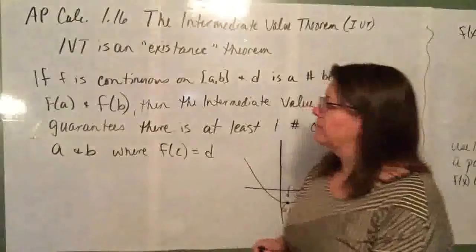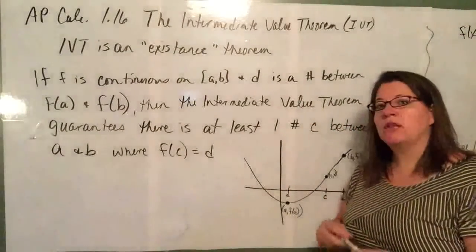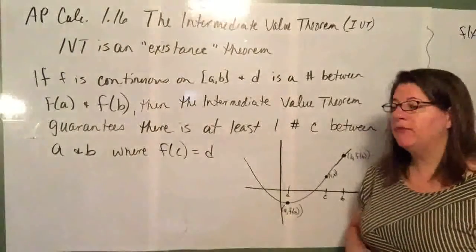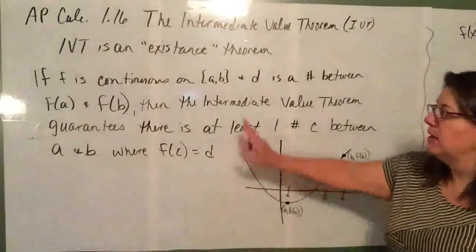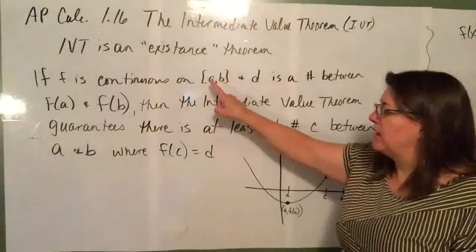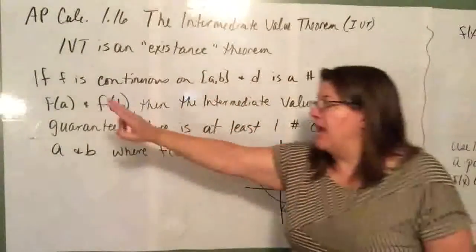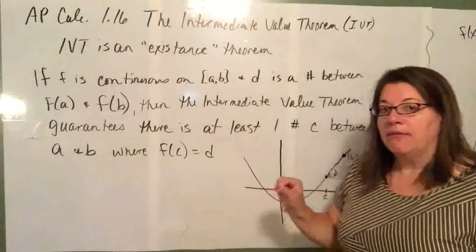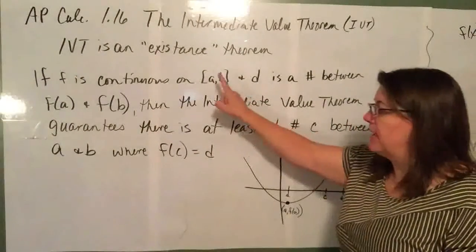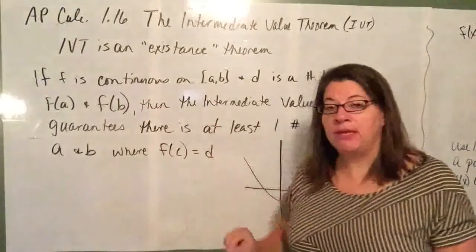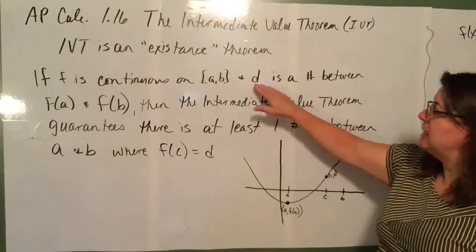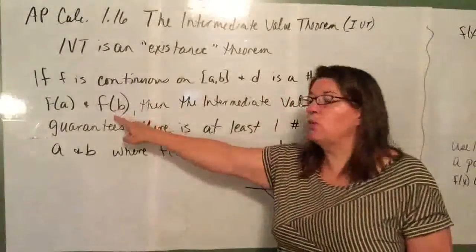So here's what it says. If f is continuous on a closed interval [a, b] and D is a number between f(a) and f(b). Now remember, if your interval is [a, b] and you plug a into the function, f(a) is the y value of the ordered pair you get when you plug a in. If you plug b into the function, f(b) is the y value of the ordered pair that you get.